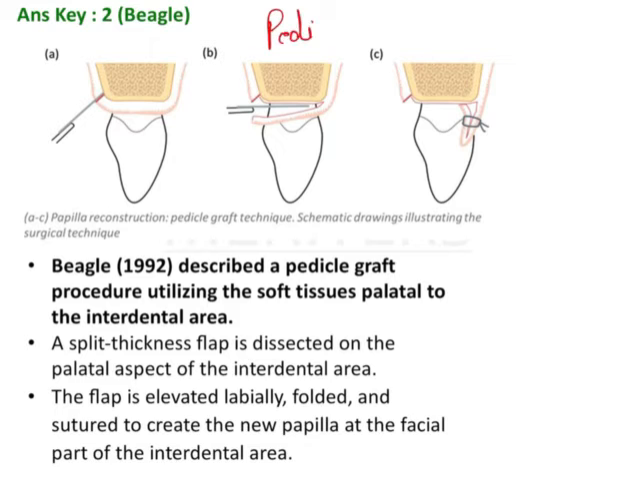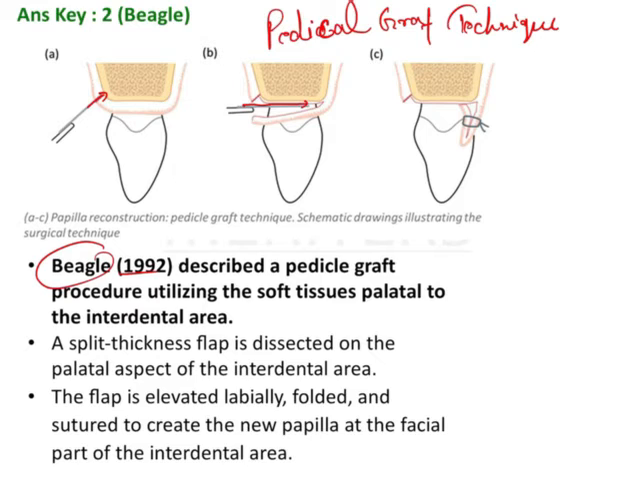Okay, I'll again let you know about this technique, the pedicle graft technique, and this was given by Beagle in 1992. So again we will revise the steps. First you have to give an incision on the palatal aspect, then you will have to raise a split thickness graft. Why split thickness graft? So that later there will be some connective tissue which is remaining, right?